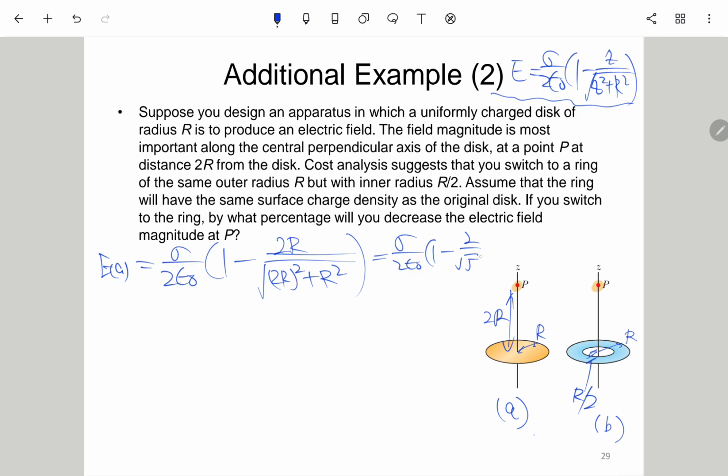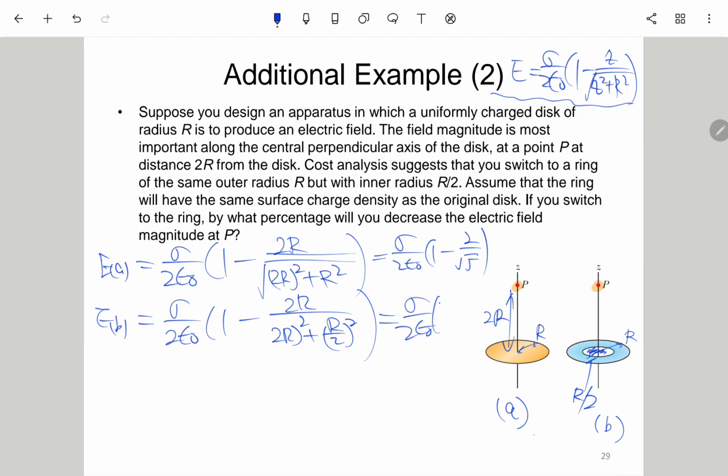Okay, we'll finish quickly. For EB, we consider the middle part to be B. So we have sigma over 2 epsilon naught times 1 minus 2R over the square root of (2R) squared plus (R over 2) squared. Something like this, which means that we remove the middle part. So we try to subtract this part out. This part is sigma over 2 epsilon naught times 1 minus 4 over square root of 17.